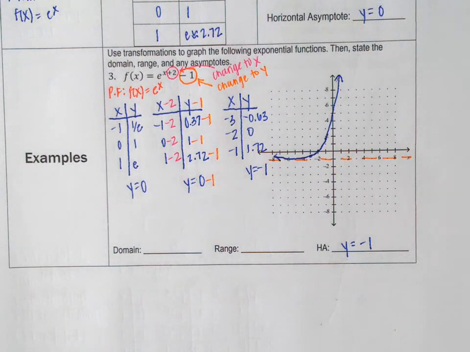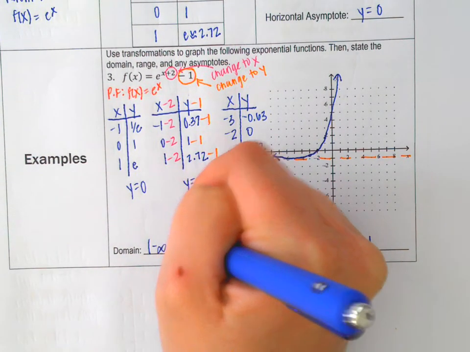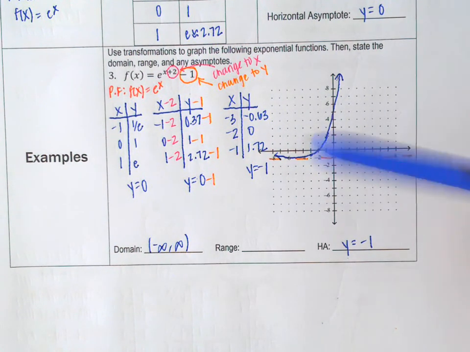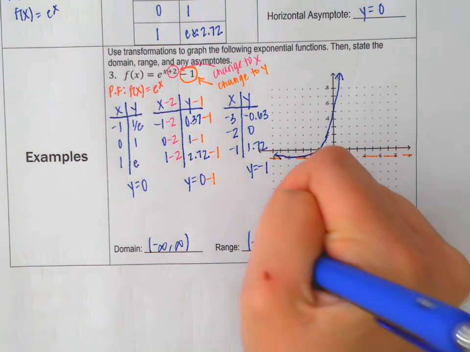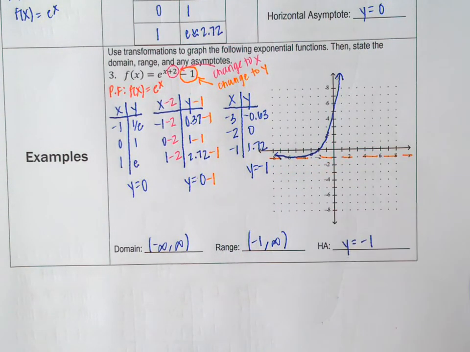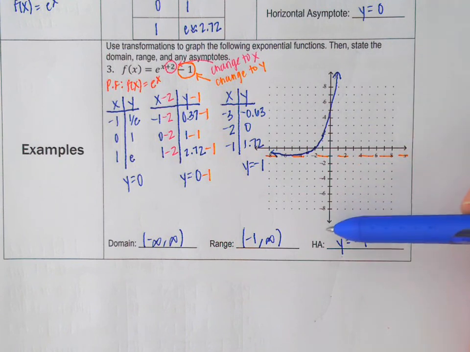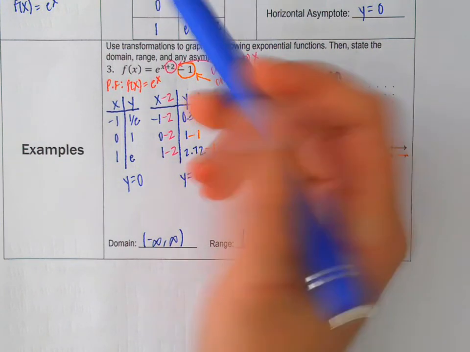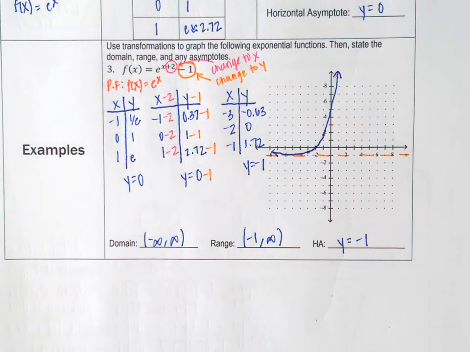Okay, so you should have thought about it. The domain, always, all real numbers. No changing here. And then the range, lowest to highest, is -1, which is always my asymptote, to infinity. The only time it would be negative infinity to this is if it was reflected over the x-axis, and so it was going down, and that would be a negative out here. Okay, so that's it for 3.